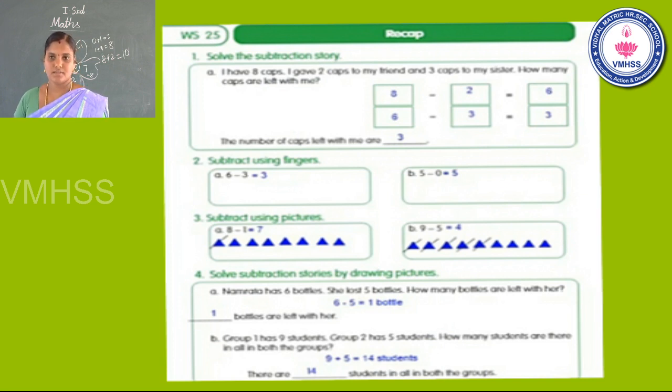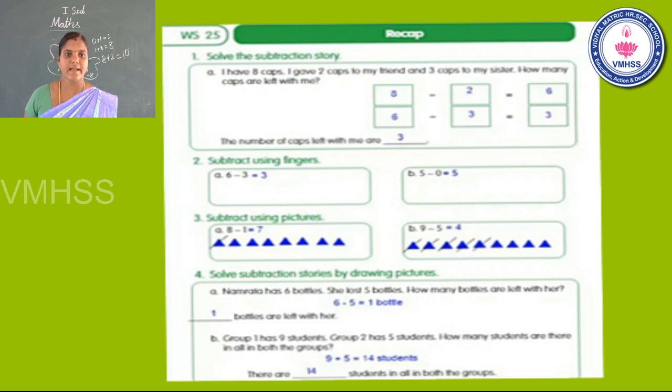Students. What is the first question? I have 8 caps. I gave 2 caps to my friend and 3 caps to my sister. How many caps are left with me? Okay students, now I write 8 minus 2. 8 minus 2 is equal to, what is the answer? 6.